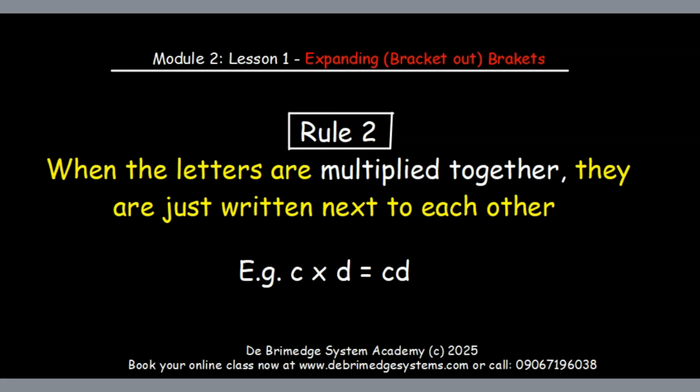Let's look at rule 2. What's the second rule when expanding single brackets? When letters are multiplied together, they are just written next to each other. For instance, an example, C times D gives us CD, so you write them together. In that same vein, A times B, what would that give you? I'm waiting for your answer. If your guess is as right as mine, this means that A times B will give us AB.